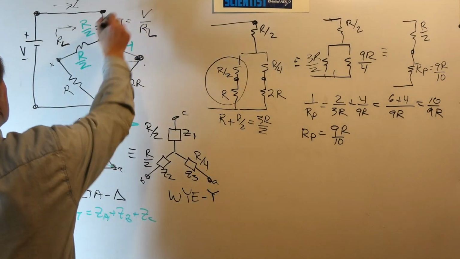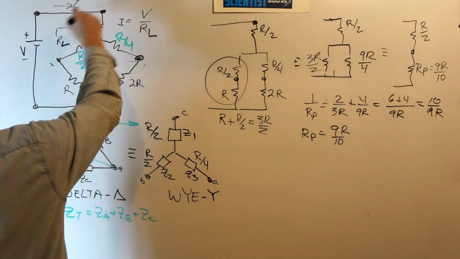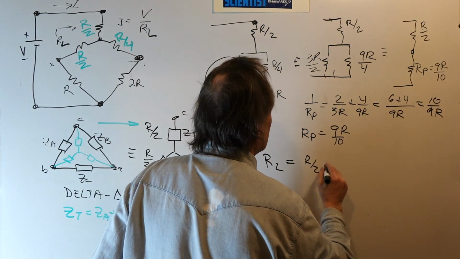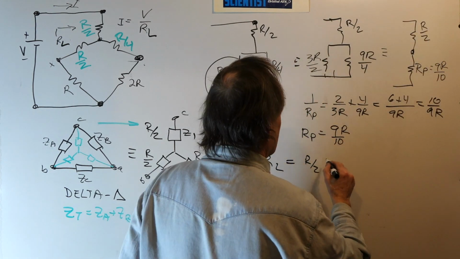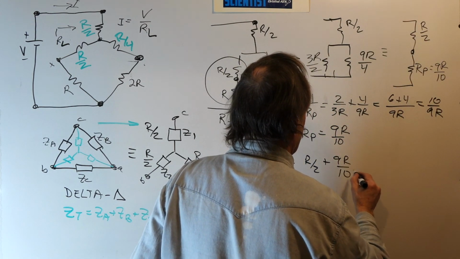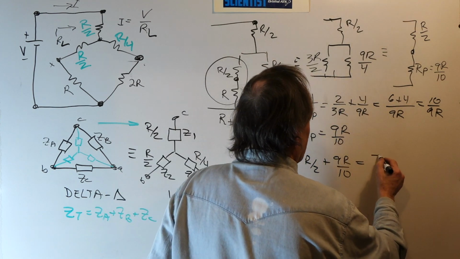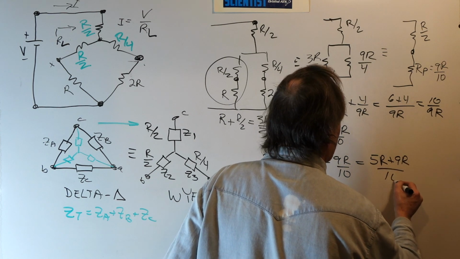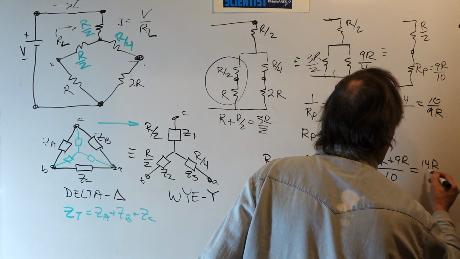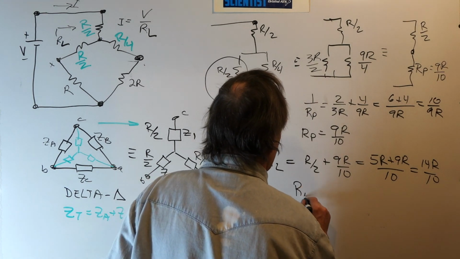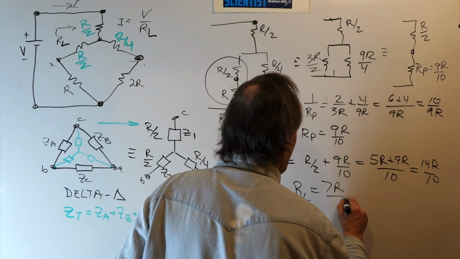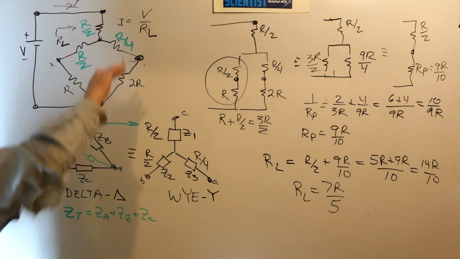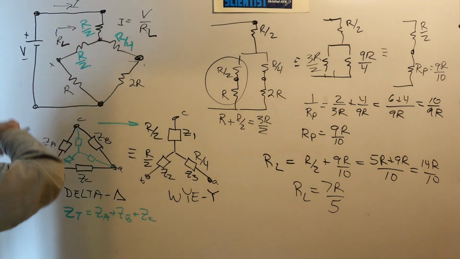Now the complete combination here, RL, is just R over 2, a series combination, plus 9R over 10. We'll put it over a common denominator. This is 5R plus 9R over 10, or 14R over 10, or our RL is 7R over 5. So that's the equivalent resistance looking into the network that the voltage source sees.